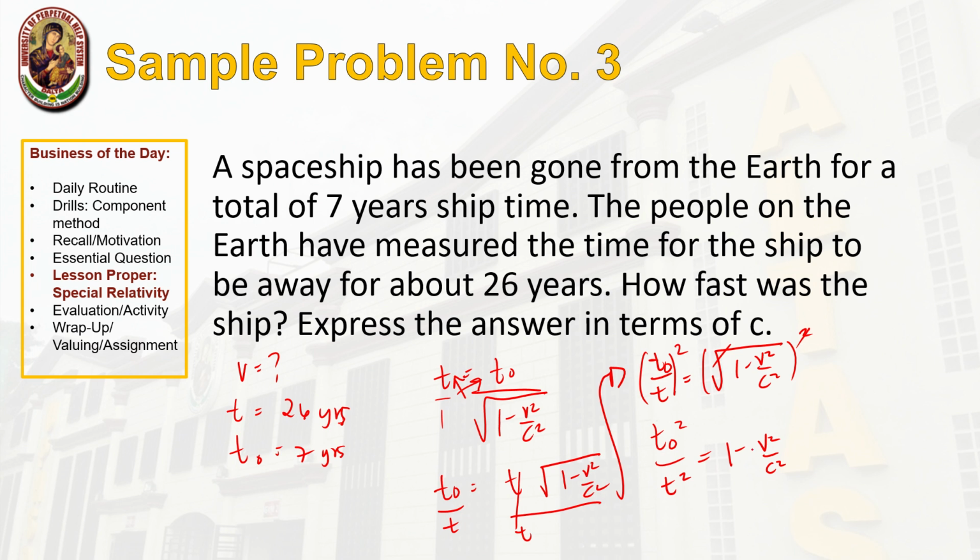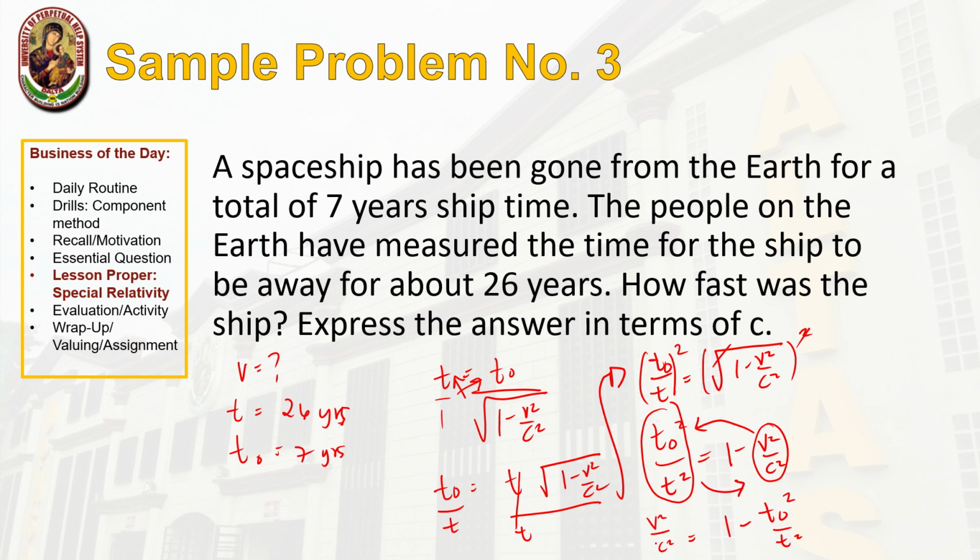Then, we would like this negative sign to be eliminated. So we move this whole term to the other side, and that whole term to the other side. We just swap them. So v squared over c squared is equal to 1, and this becomes negative because it is positive and you move it to the other side: negative t sub 0 squared over t squared.